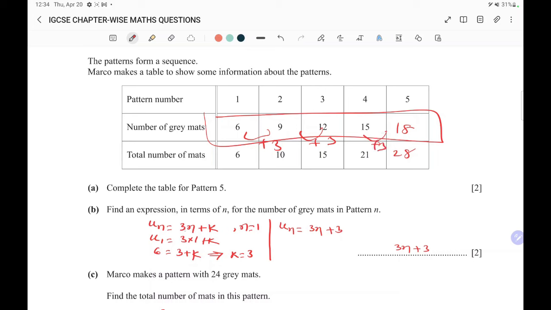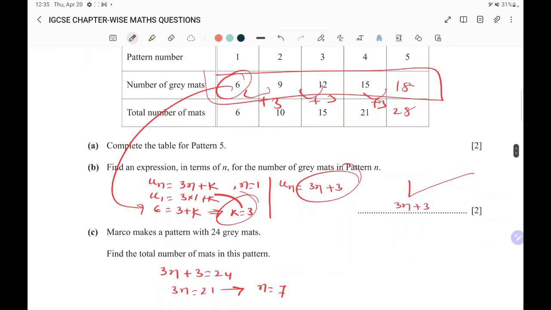So un is 3n plus k. Just put n equals 1. u1 is 3 plus k, and u1 is 6, which you can check here. So 6 equals 3 plus k, so k is equal to 3. Just put 3 back. So un is 3n plus 3.